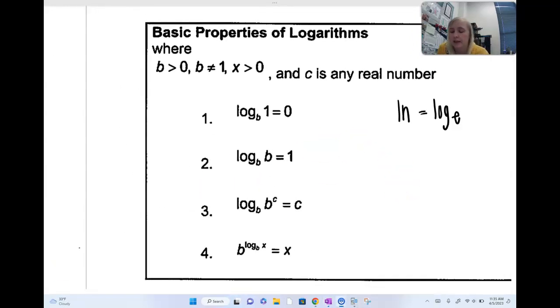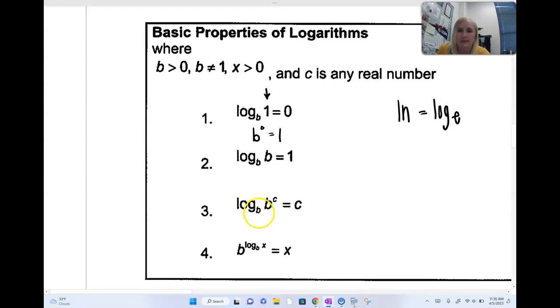First, we have log base b of 1 equal to 0. So anytime we have that 1 inside that log, it's going to equal 0. Because if we switch it to b to the 0, that's going to equal 1. That's why that property works. Next one, b to the log base b of b equals 1. So essentially that's just crossing those out to be just a 1.